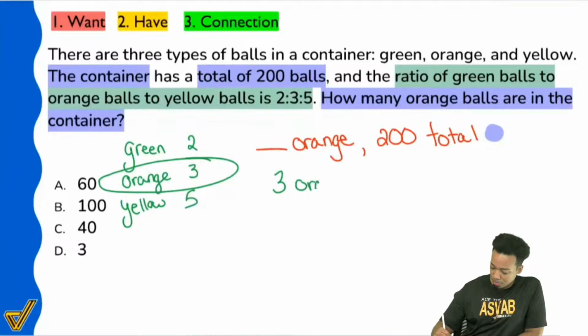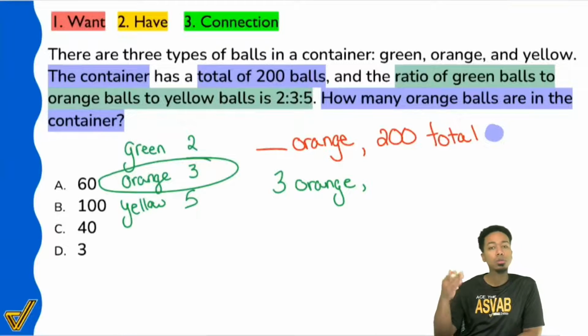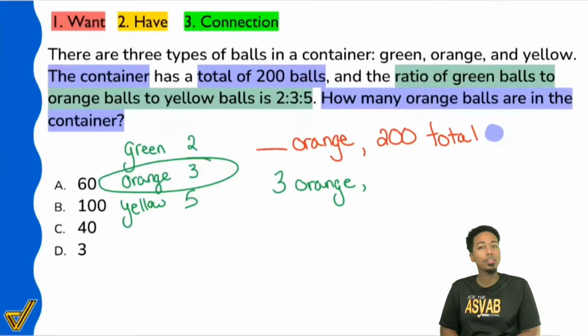I definitely want to grab that. 3 orange. And everybody, can you talk to me? What's the other one that I'm going to need? What's the other part that I'm going to want? What's the other piece? The total, exactly.